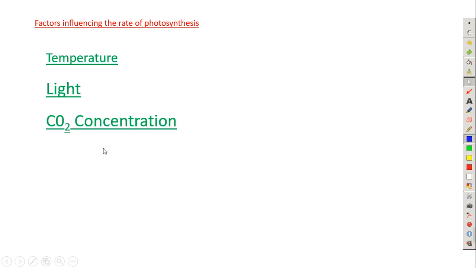Last thing, CO2 concentration. CO2 is a reactant, so if you put more CO2 in the medium, that means more reactants, and that means more products at the end of the day. So more CO2, more photosynthesis, and more products such as glucose and dioxygen.